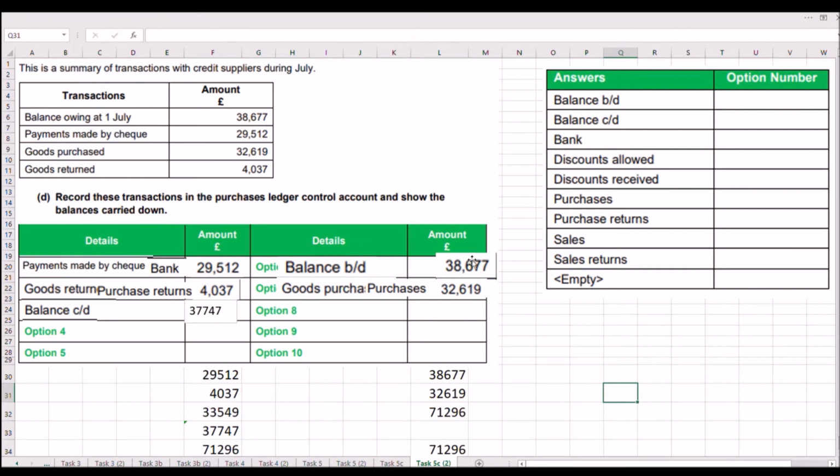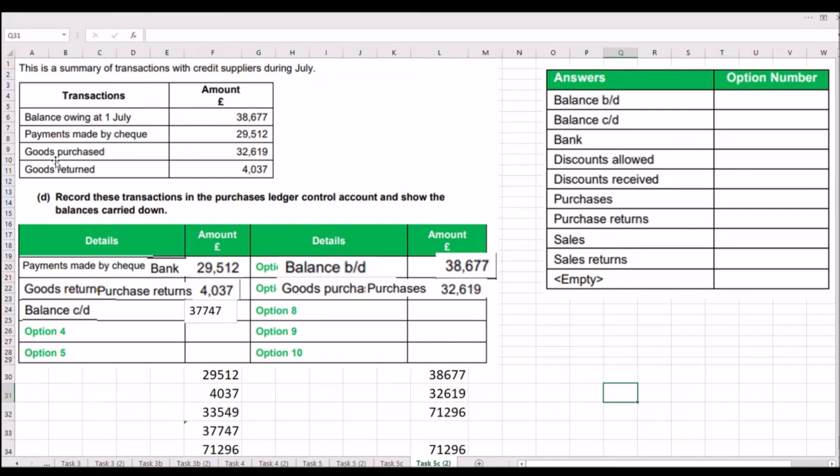So we've got balance brought down in here. The 1st of July is brought down because it's during the July. 38617 in here. Goods purchased. So goods purchased here would be debit purchases, credit purchase ledger control account. It should really say purchase transactions with credit suppliers. So these are credits with credit suppliers.